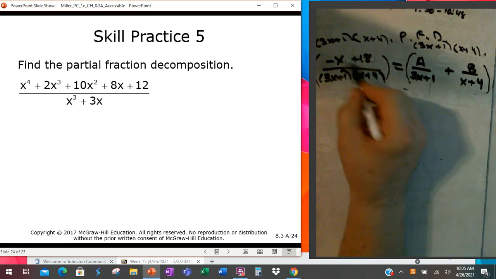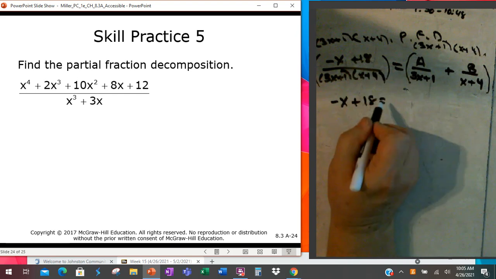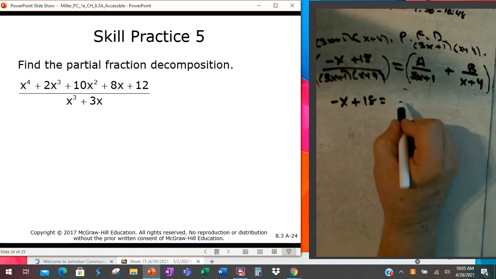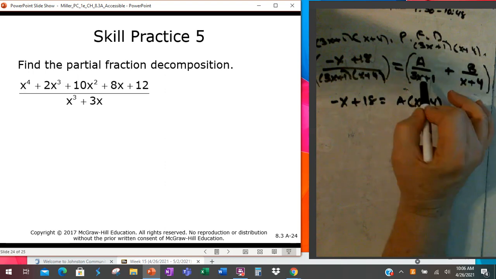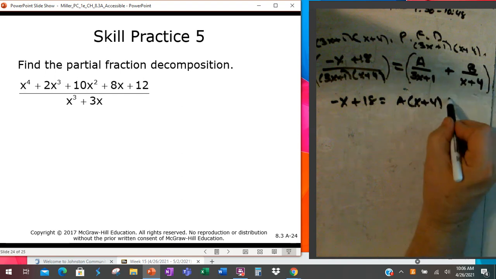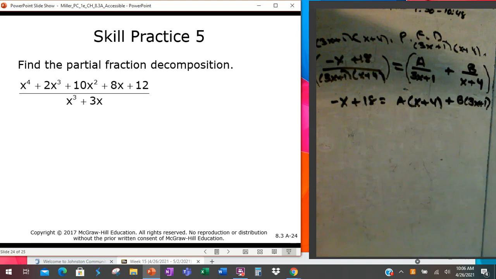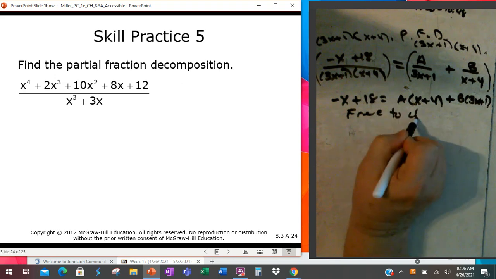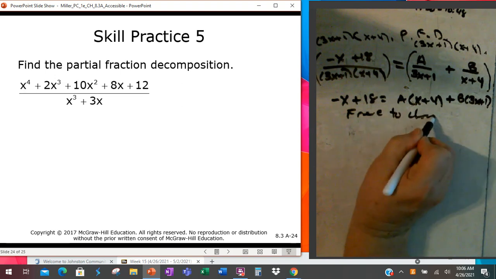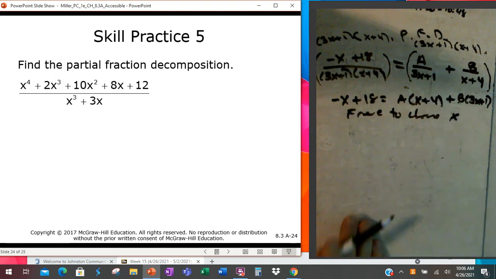I'm going to start with this again. This would cancel out, so I've got minus x plus 18 is equal to a times x plus 4. When I did this over, the 3x plus 1 cancels, plus b times 3x plus 1. And again, you remember I said we're free to choose x. This has to hold for all x's. But what we need is the a and the b.